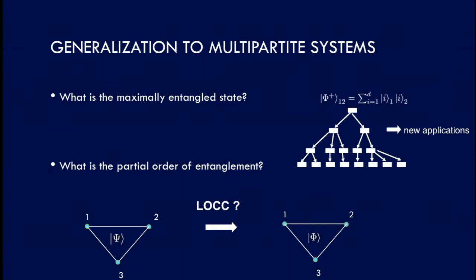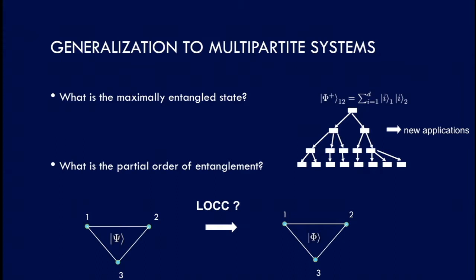Now, what I would like to do is to generalize what we discussed to multipartite systems. So first of all, what is the maximally entangled state of a 3-qubit system or of an n-qubit system? What could it be? Could it be the GHZ? Is it the W? Or what is it? I would like to generalize that using the same approach as in the bipartite case, as the optimal resource.